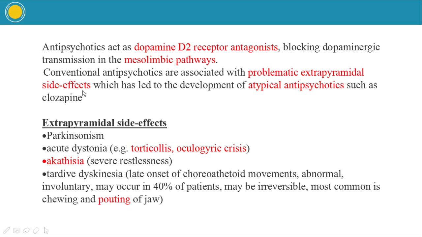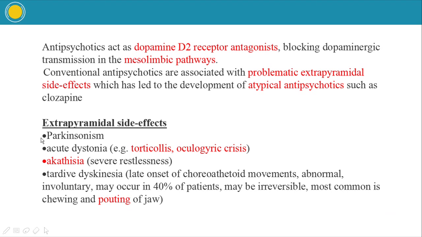That's why we now use atypical antipsychotics as the first line drugs, like clozapine. Generally, we now use atypical antipsychotics to treat schizophrenia as the first line drugs. So in terms of the extrapyramidal side effects, what are they? There are Parkinsonism, acute dystonia, akathisia, tardive dyskinesia.